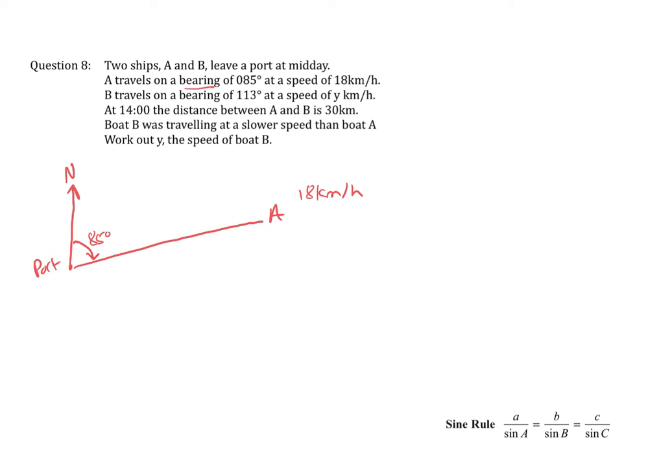Ship B travels on the bearing 113, so that's more than 90, so it's going down here. It says it's traveling slower, so it's not going to go as far as A, so I'm going to leave B there. I'm going to write my bearing on. My bearing this time is 113, so that angle is 113. And I'm going to go straight away and put this little angle on here because I think that's probably going to be important. 113 take away 85, that angle is 28 degrees. And the distance between A and B is 30 kilometers.